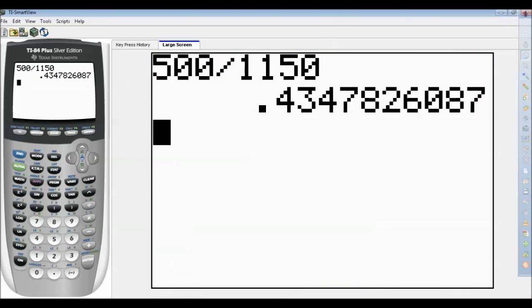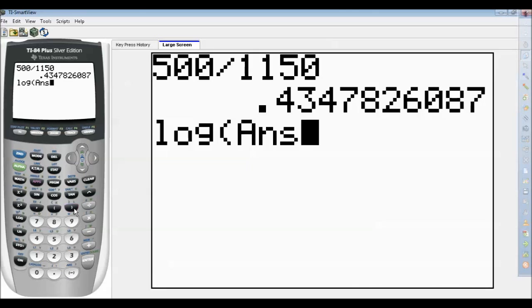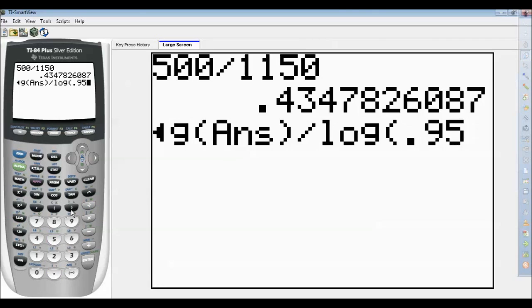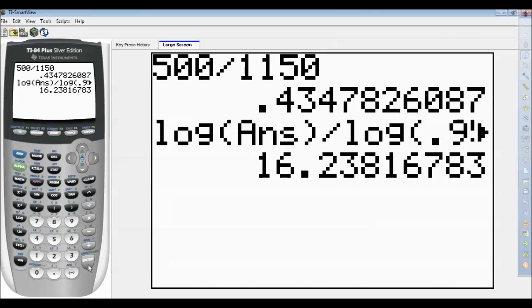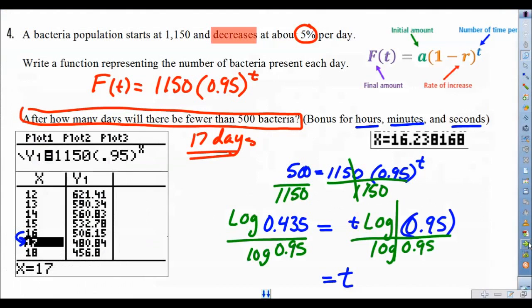Because now from the calculator, we're going to take the log, hit log, and then hit second, and then your negative sign there to use the previous answer. Close the parenthesis. I can't stress that enough, or else it'll throw off your answer. And then let's divide that by the log of 0.95. That looks familiar, doesn't it? 16.238, and that's exactly what we had here, the 16.238. Okay, so there's another way to get that answer.